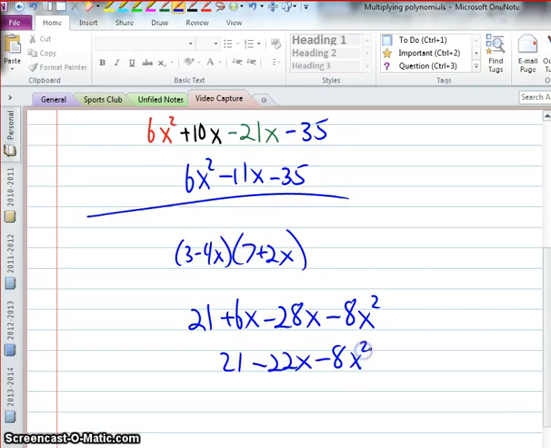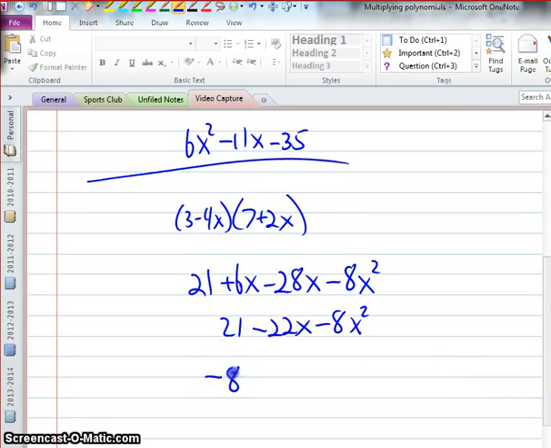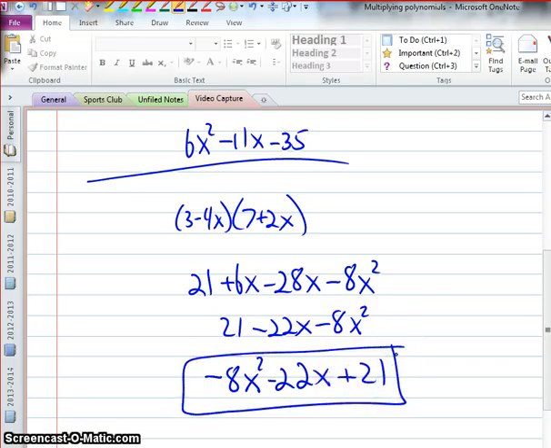And whenever we write a polynomial, we always want to put the highest degree term first. So we're going to reorder it using the commutative property of addition so that the highest term comes first in the listing.